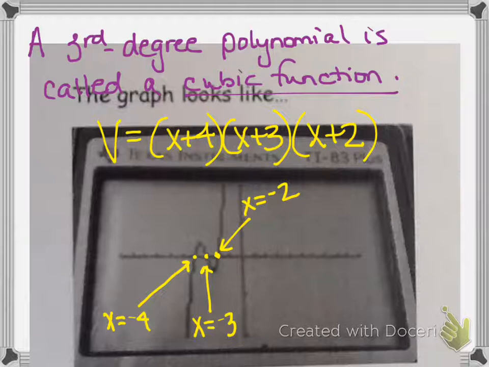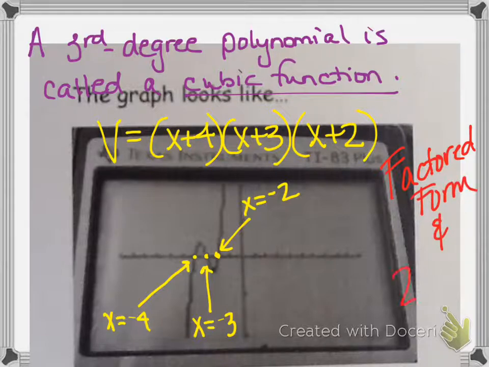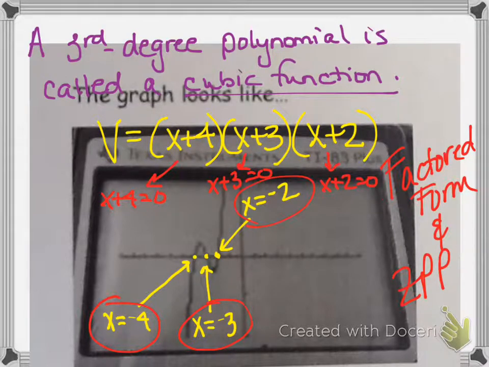Once you're in factored form, which is what we have here, right? Factored form and zero product property, you know I do ZPP, will work. Either x plus 4 is 0, which is how you would get negative 4, or x plus 3 is 0, which is how you find out x is negative 3, or x plus 2 is 0, which is how you get x equals negative 2. Once you solve those, they correspond to your x-intercepts. So that is the same for a cubic function, just like it is for a quadratic function.